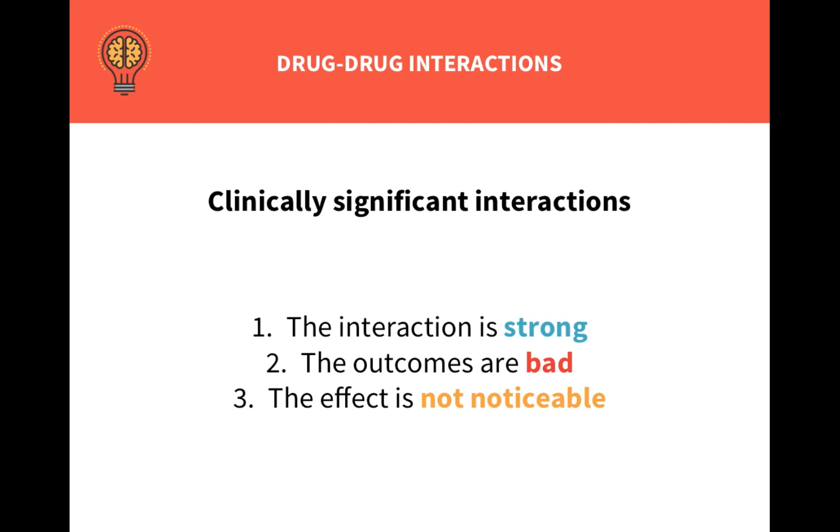To help make sense of this, I recommend an approach where you focus on clinically significant interactions. While this can be a difficult distinction to make between those that are clinically significant and those that aren't, I personally believe that a clinically significant interaction is one where any of the following is true. The interaction is particularly strong, the outcomes of ignoring the interaction are bad, and/or the effect is not subjectively noticeable. We'll go over each of these concepts one by one.